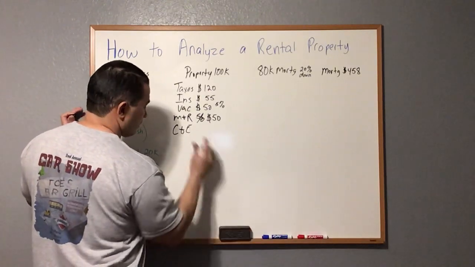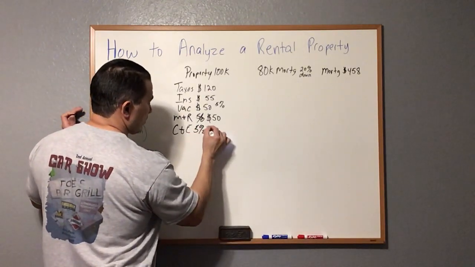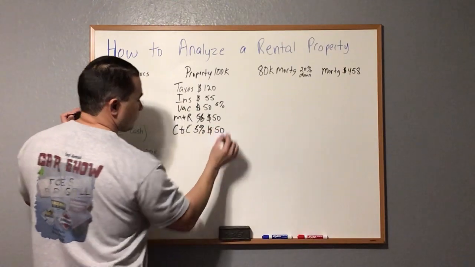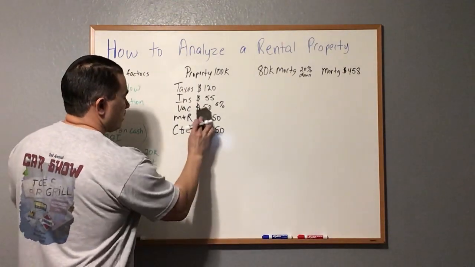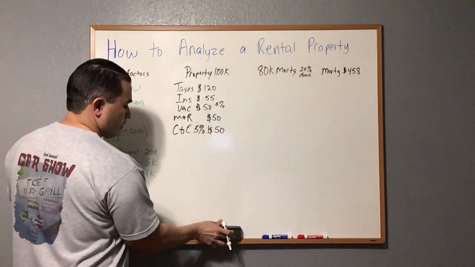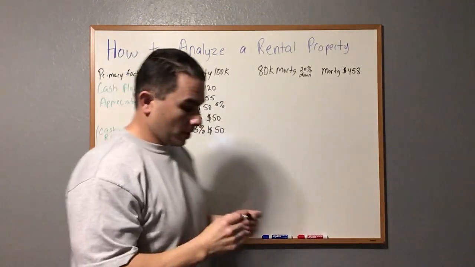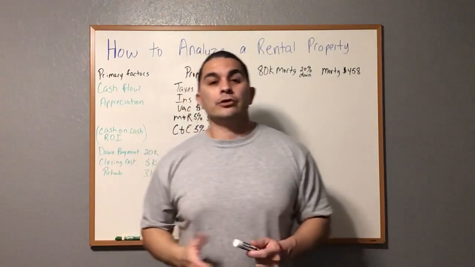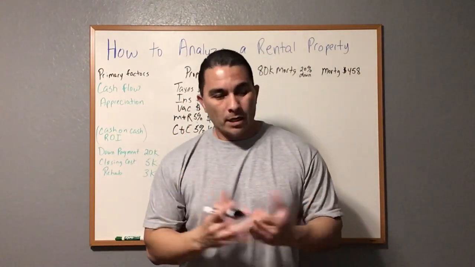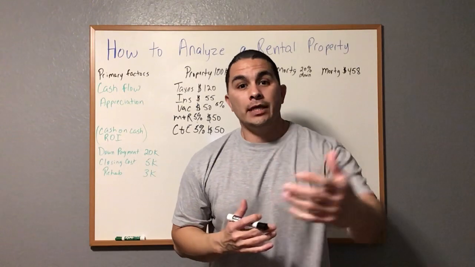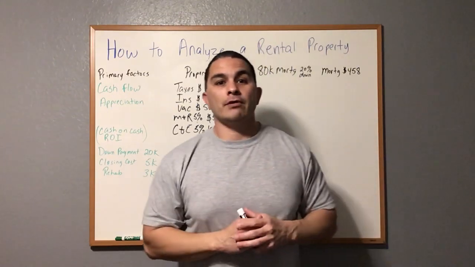Which is also $50. So I know it's looking like a little mess and scribble that's going on here. I'm not sure what's happening. But your capital expenditures is, let's say, 10 to 15 years down the line.